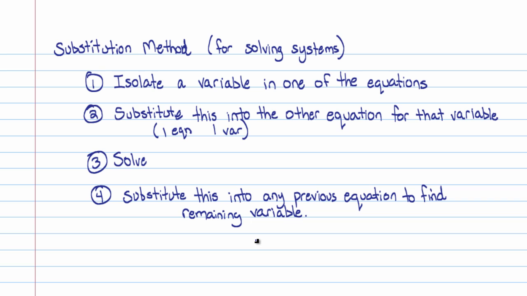Okay, after you do that, you take that value, let's say you isolated for x, so you have x equals some junk. You substitute that junk into the other equation for that value of x. Okay, so that's the substitution part. At that point, you'll have one equation with one variable. That's very easy to solve for, so you just go ahead and solve that equation. That's step 3. And finally, once you find out what that variable is equal to, that numeric value, could be 3, 10, 1/3, whatever, then you take that value, substitute that into any of your previous equations to find out what the value is for the remaining variable.